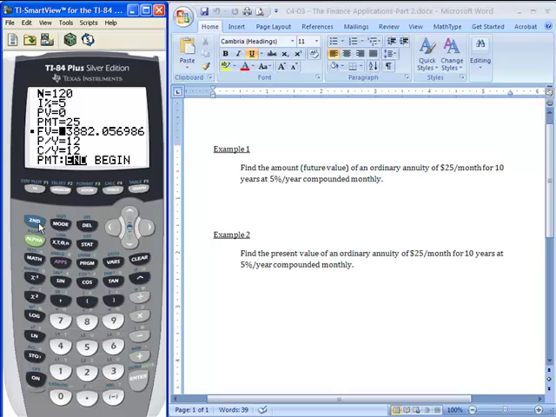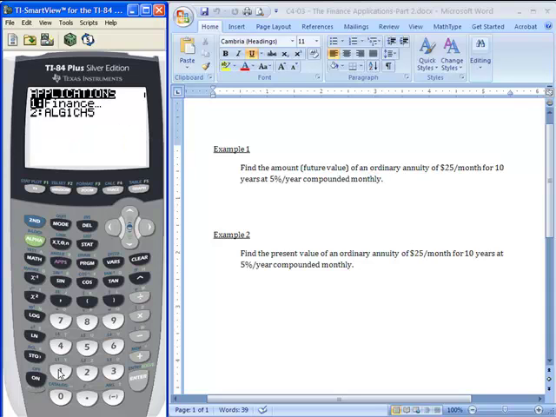Now I'm going to quit out of here for a moment. Actually, what I'm going to do is go back into the applications menu, and I'm going to go back into finance. But this time, see that we have a calc menu where we've been choosing TVM solver, and we also have a VARS menu. Let's go over to this VARS menu for a second. And you'll see here that you can find variables that represent the various values that we were just plugging in. So I'm going to choose option 5.